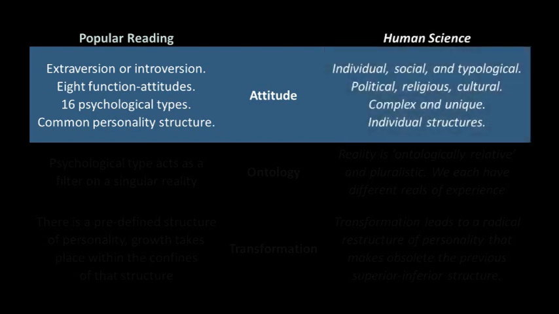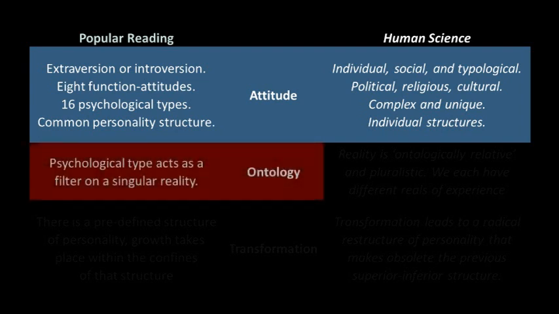But from Jung's perspective, the term attitude had a much broader meaning. Typology was only an exemplar, albeit an important one. Alongside typological attitudes, there are also individual and social ones. Attitudes can be political, religious and cultural. This means that our psyche is complex and unique. We each have an individual structure. Although in some cases it may be dominated by typological functions, in other cases it may be dominated by something else.